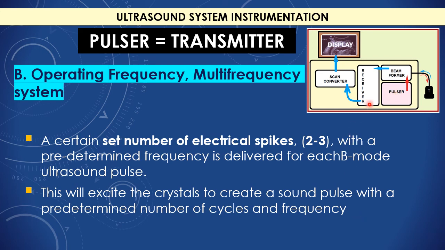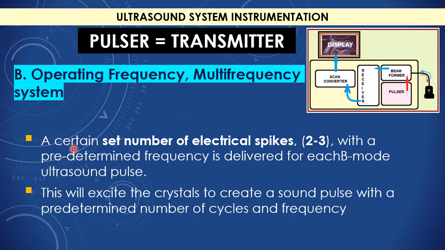The pulser in this condition is controlling the frequency based on what? Based on how many electric spikes are delivered and at which frequency. For example, if the system is delivering 3 electrical spikes, the resulting pulse will be 3 waves. If these electric spikes are close to each other, meaning that they are of high frequency, I will get a high frequency 3 cycles in one pulse. Okay, so we'll get to this in a moment.